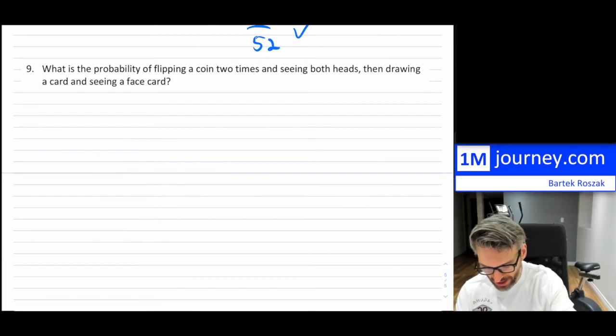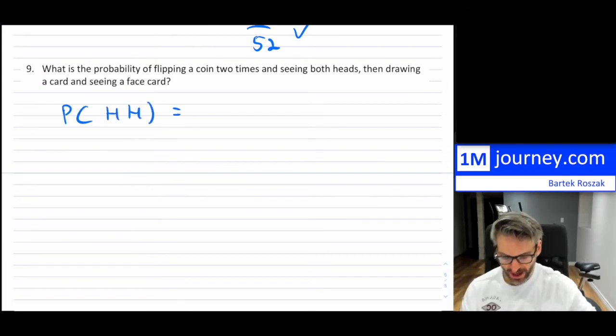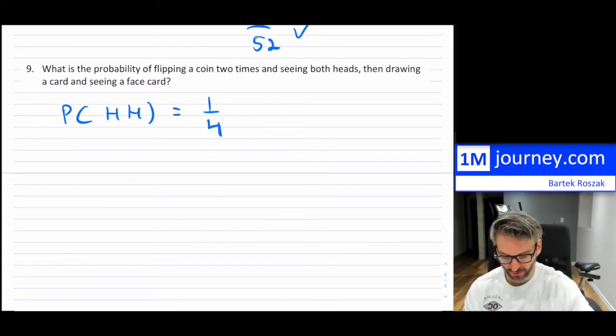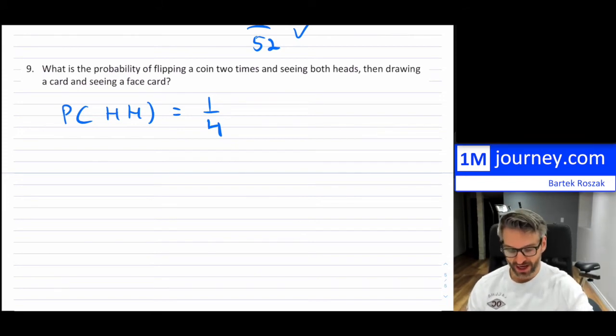So we would have that. So that's the probability of heads and heads. Now, what's the probability of heads and heads? Well, the probability of just heads is 1/2. Probability of seeing another heads is again 1/2. So that means this is 1/4. Okay, so that is the probability of seeing both heads.